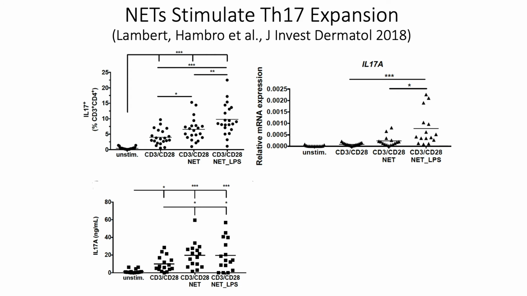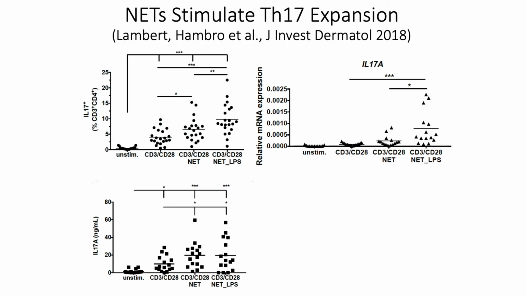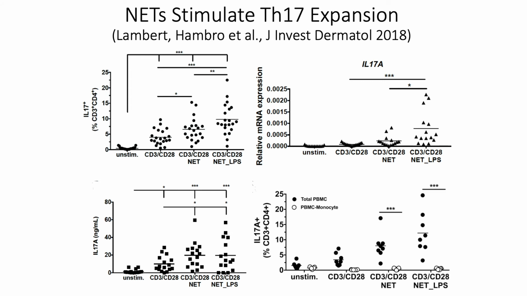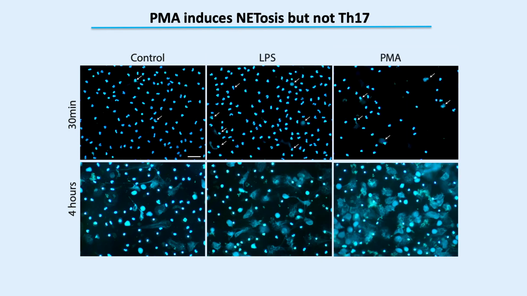So this is a demonstration that the percentage of what are called Th17 cells, which are CD4 positive T cells that express IL-17, is increased by nets and further increased when we show a tiny bit of LPS to the nets. You don't have to use LPS, it just helps a little bit. And another interesting piece of biology here is that the presence of myeloid cells is completely required for this, because if we take out the monocytes when we purify the cells, nothing happens.